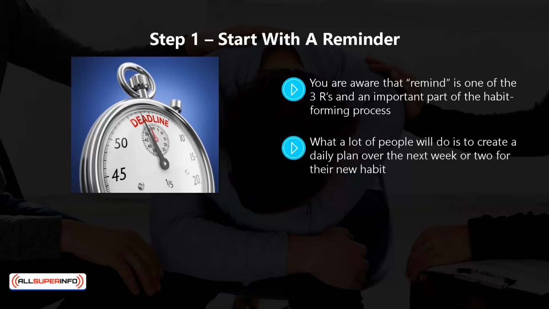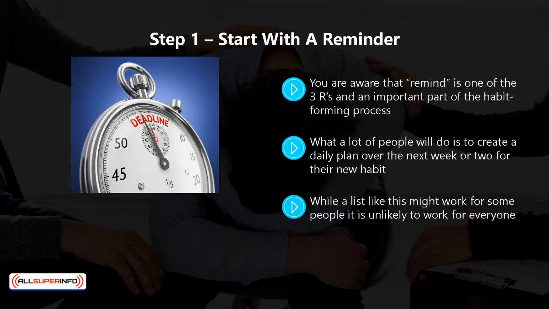What a lot of people will do is to create a daily plan over the next week or two for their new habit. The plan is written in the form of a list that the individual carries around with them. They believe that this is a good enough reminder to take action. While a list like this might work for some people, it is unlikely to work for everyone. If for some reason you forget to do something on the list one day, then this can compromise the whole thing. People often get caught up in other things and forget. You cannot always rely on willpower either.